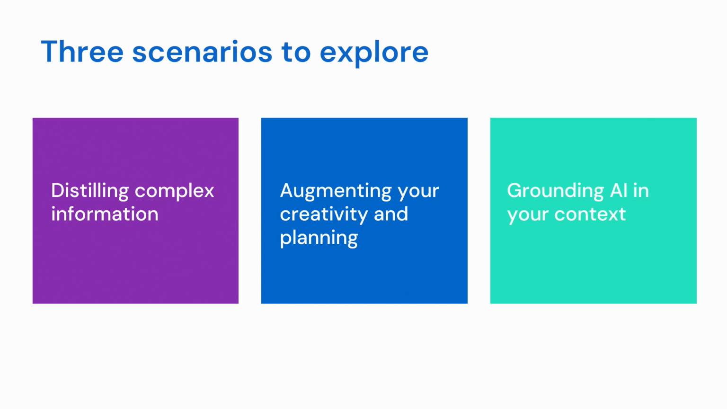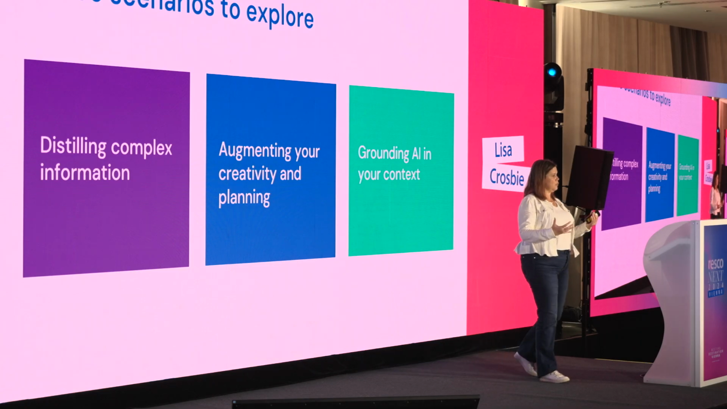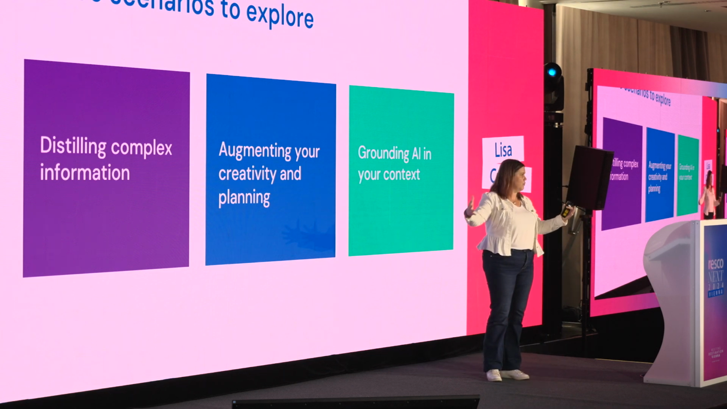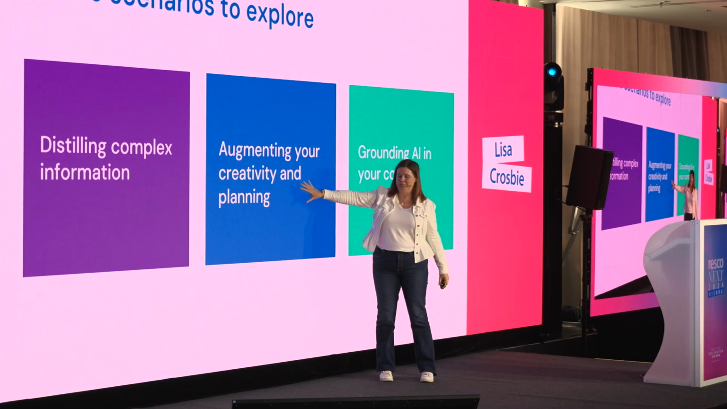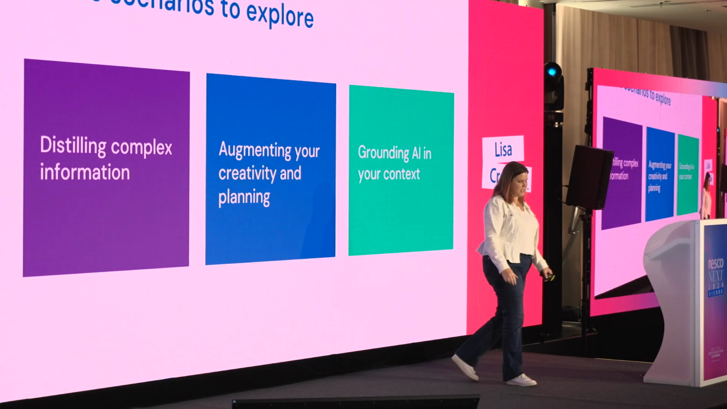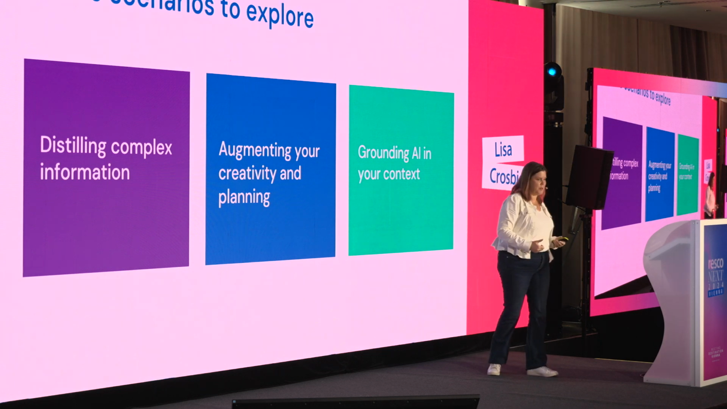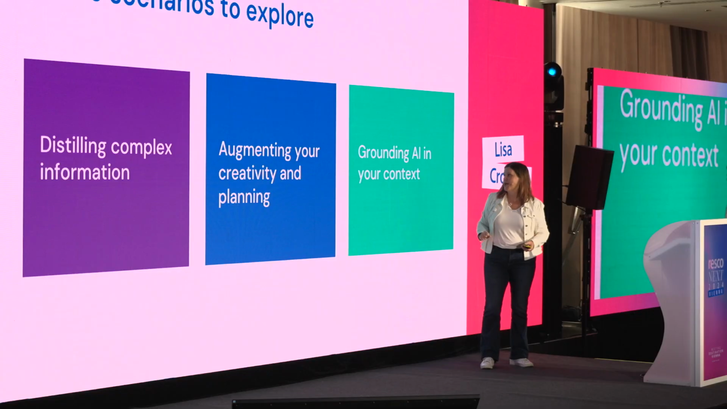Yep. All right. So what we're going to do here is explore 3 different scenarios. The first one is around how we can use AI to distill complex information, really help with that workload of the overwhelm of information that we all deal with. This is the one I find the most interesting, actually, augmenting creativity and planning, because I think a lot of people use these tools like Copilot and ChatGPT. They stare at a blank box. They don't know what to put in the blank box, and it goes nowhere.